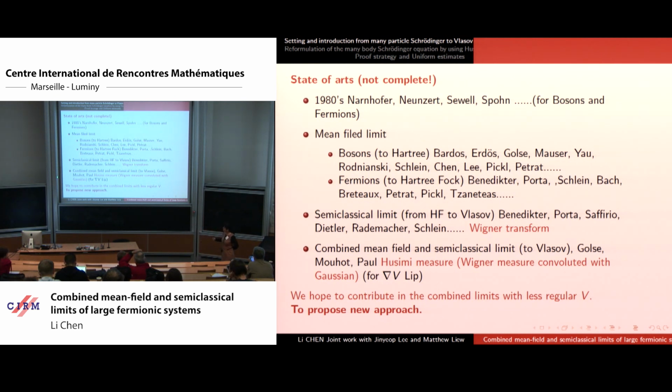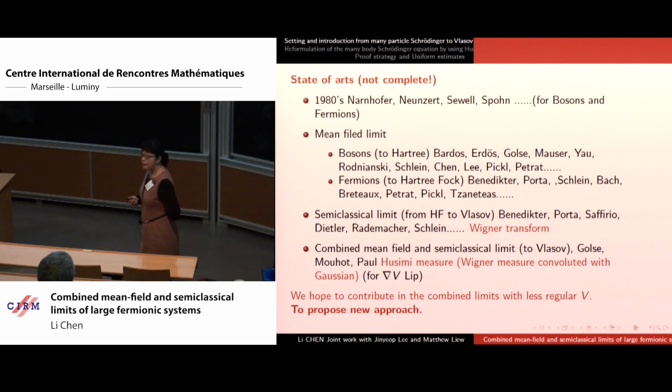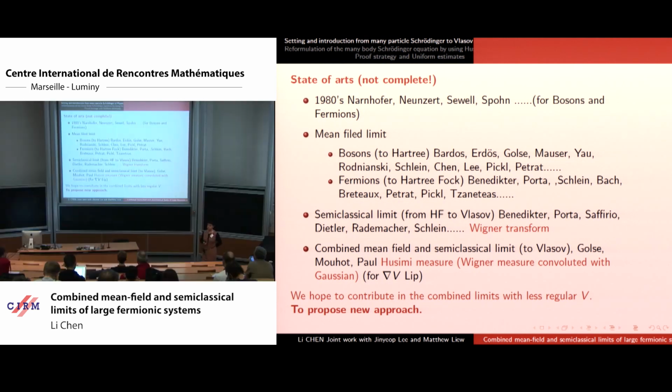And concerning the combined mean field and semiclassical limit, there was a sequence of works by Gauss and his collaborators using the so-called Husimi measure, which is the Wigner measure convolved with a Gaussian. They were able to prove this convergence in the quasi-W2 Wasserstein distance, and they also have a convergence rate.